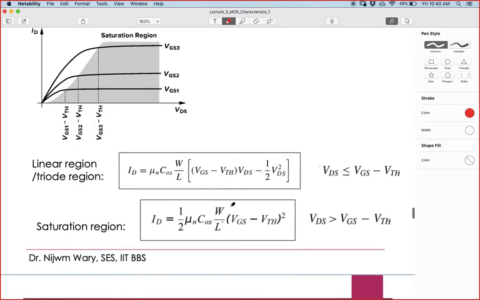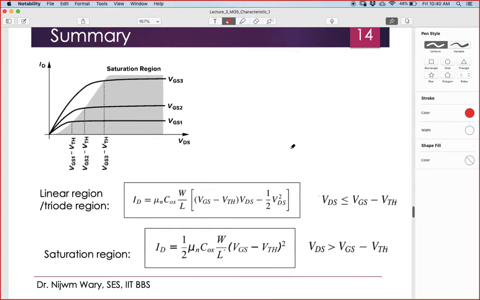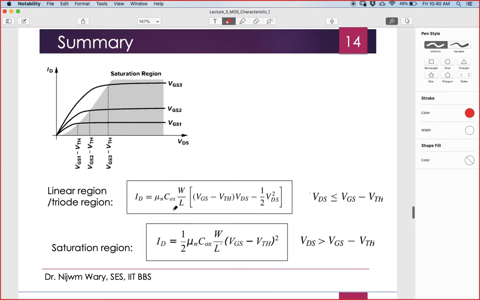If I summarize, in this region the equation that we have derived, mu n COX W by L times (VGS minus VTH minus half VDS) times VDS, is valid for this region. This region is also called the linear region.